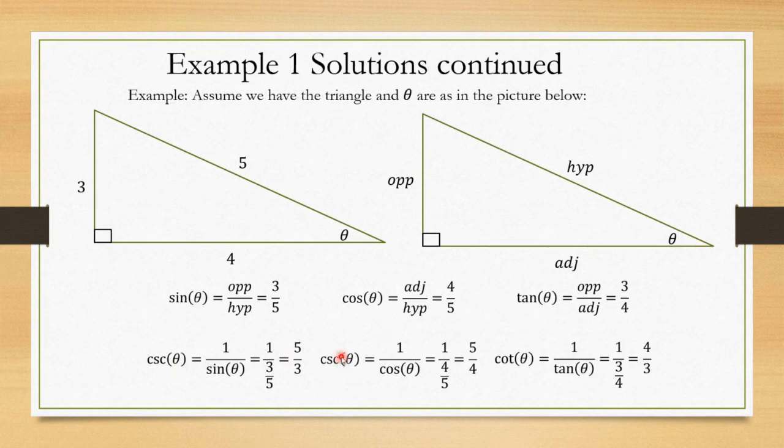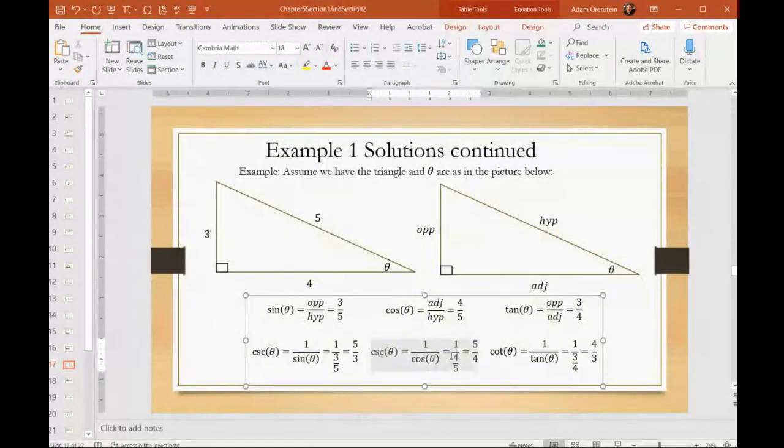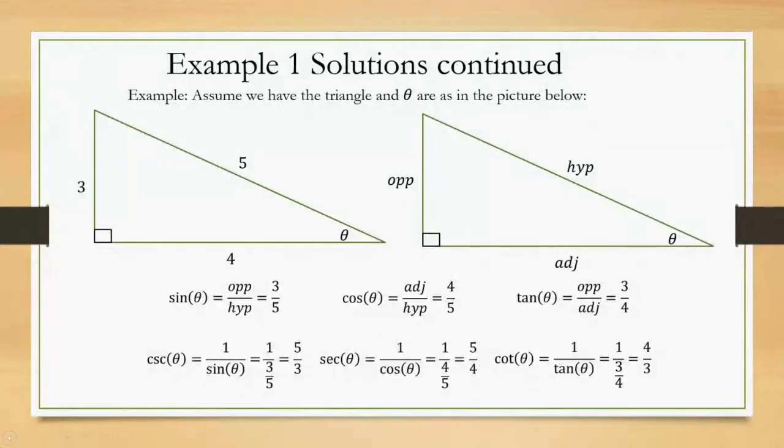This should be secant. Let me fix that quickly. That should be secant, not cosecant. Sorry about that. I did it again. There we go. Secant is 1 over cosine. That's 1 over 4/5, which is 5 over 4, right? 1 over means, again, you invert it, you flip it. 3/5 here got flipped to 5/3. 4/5 got flipped to 5/4.